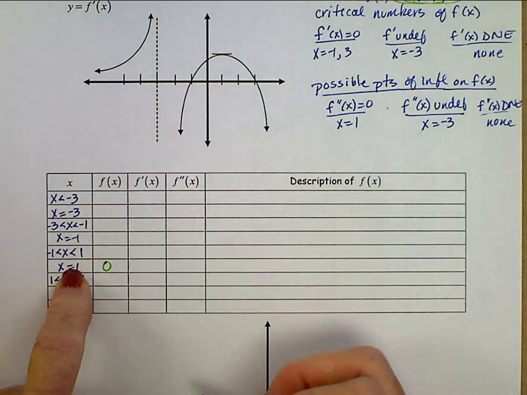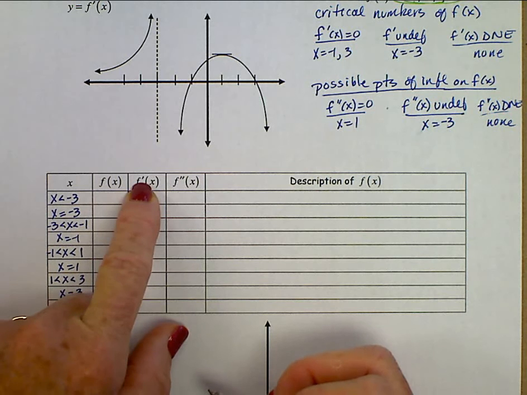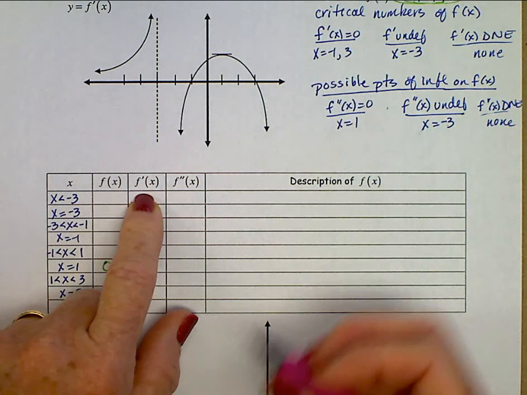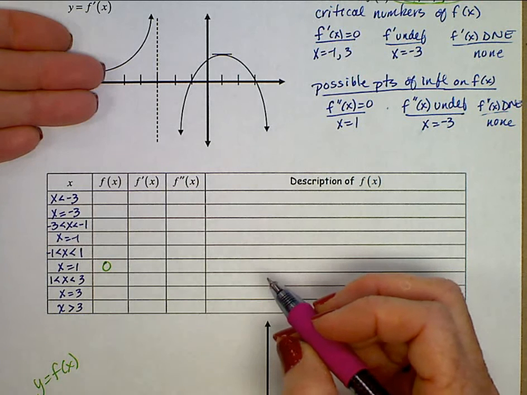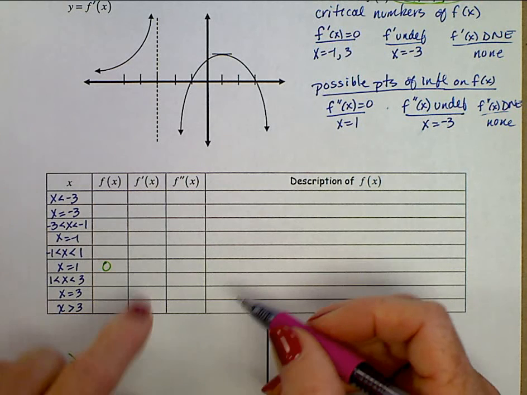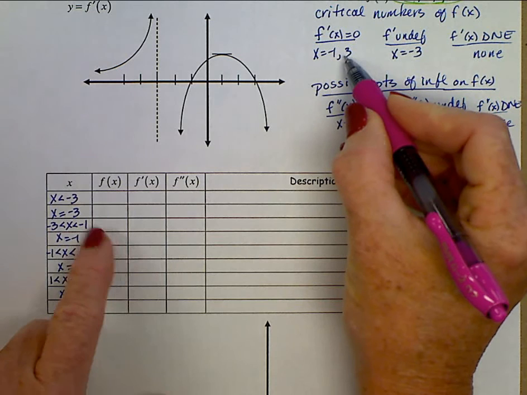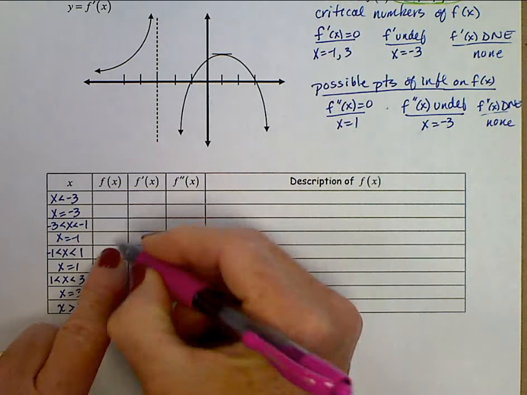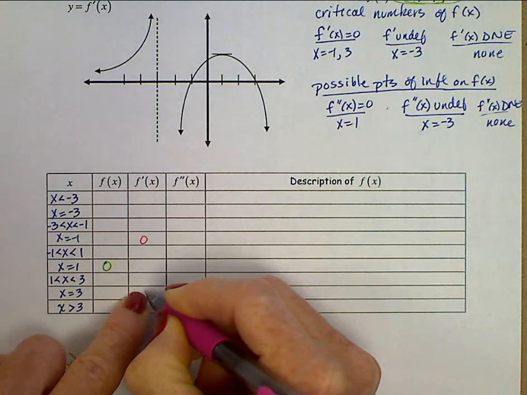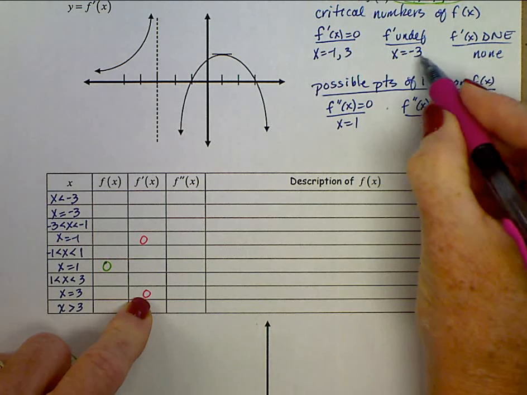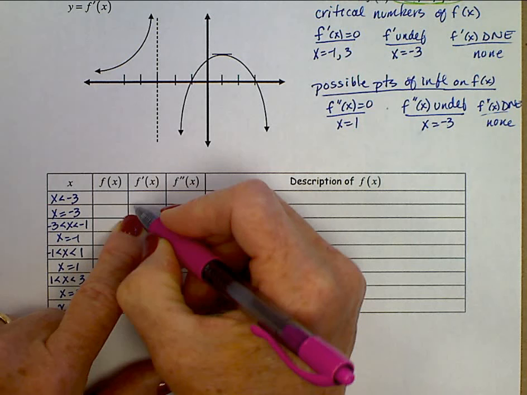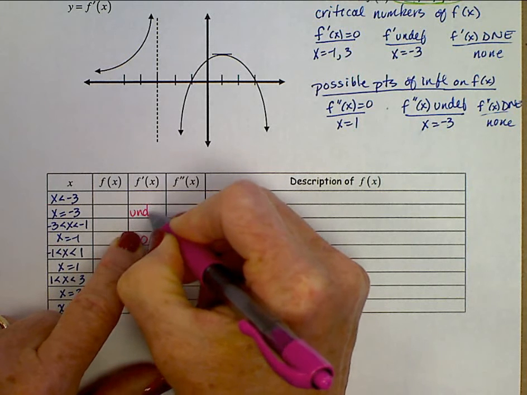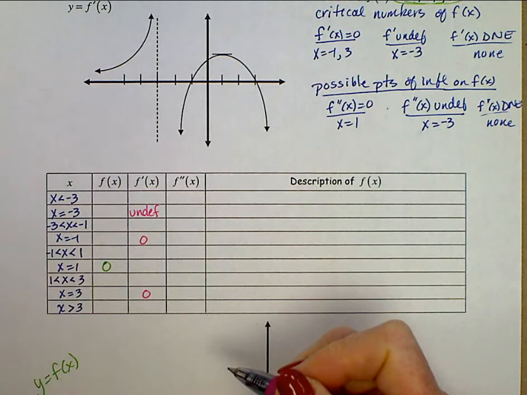All right, now let's look at f prime. And again, when you're reading off an f prime graph, it's where is this graph above or beneath the x-axis. Well, we know the zeros here at negative 1 and at 3. And we know we have an undefined value for f prime at negative 3. All right, now let's just look.